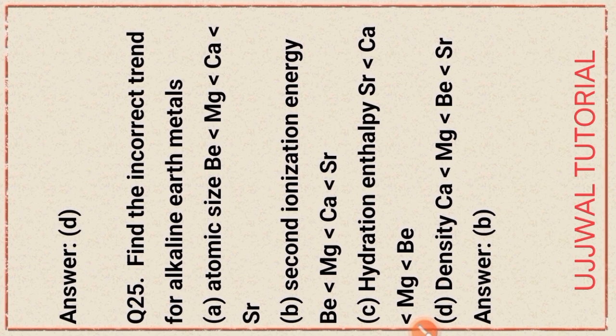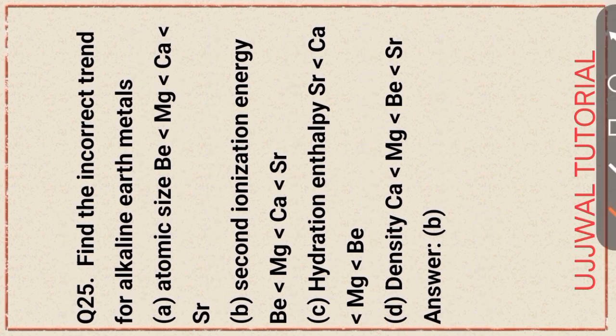Next question, number 25: find the incorrect tendency for the alkaline earth metals. Option B: second ionization energy for beryllium less than magnesium, less than calcium, less than strontium.